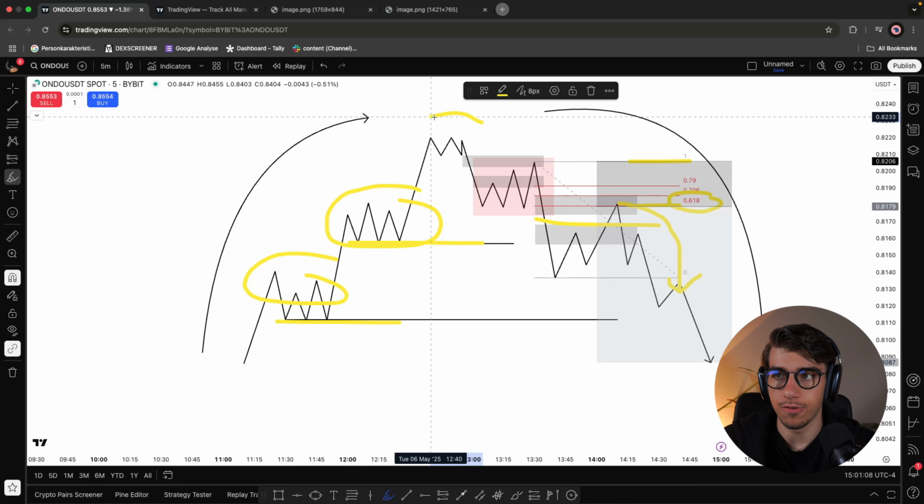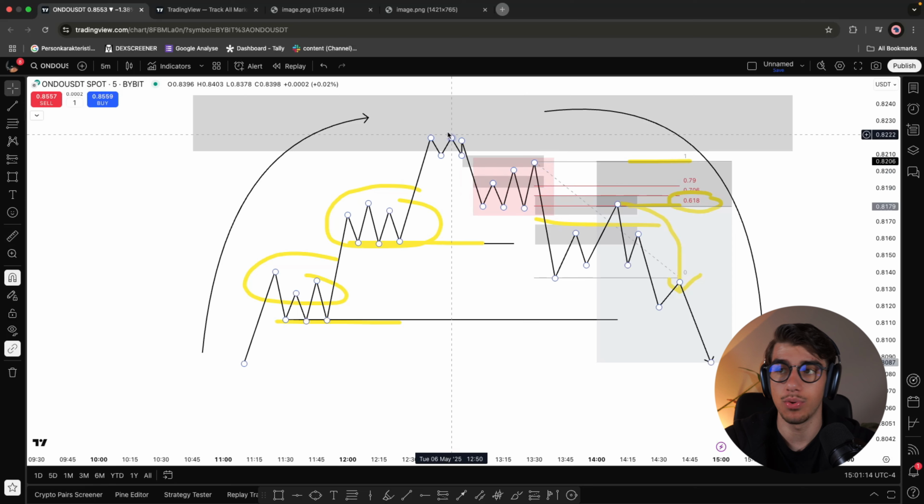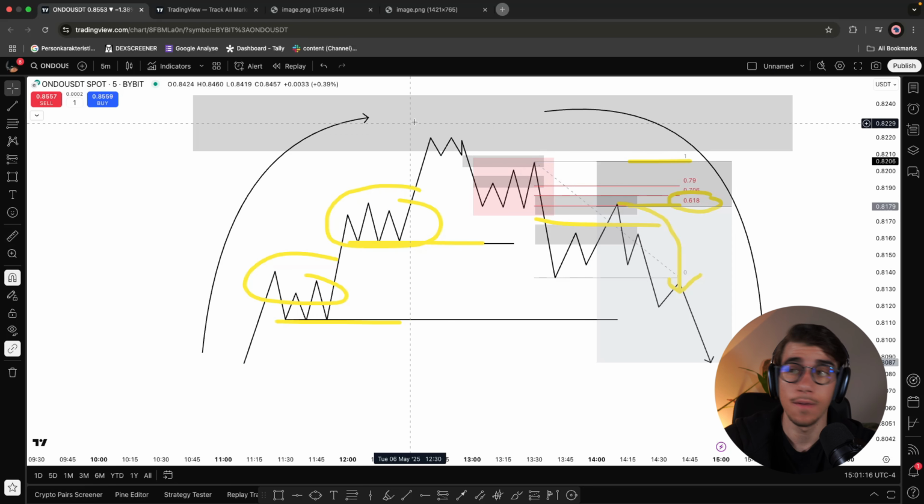So we then wait for the reversal, which we call the smart money reversal, and that often takes place at a higher time frame point of interest. So that could be a higher time frame imbalance, higher time frame order block, higher time frame breaker block.